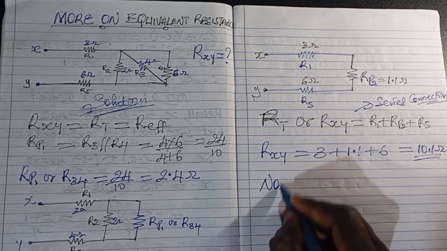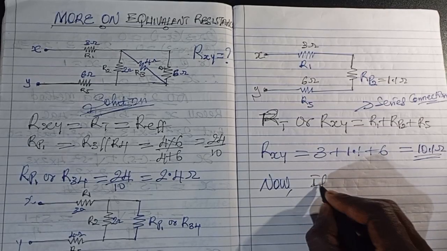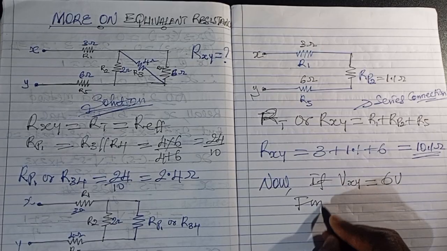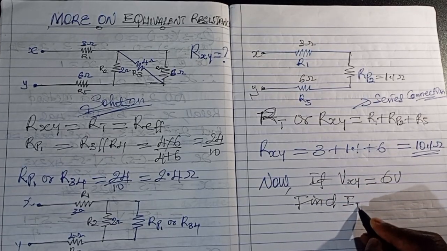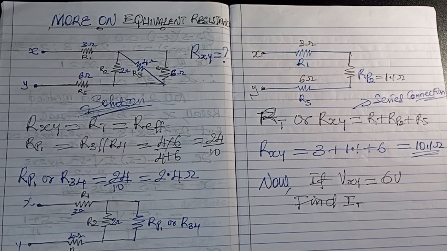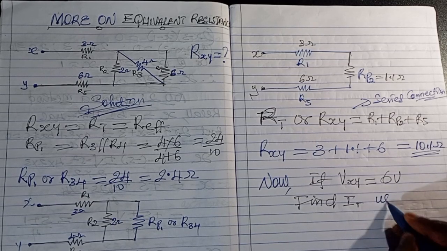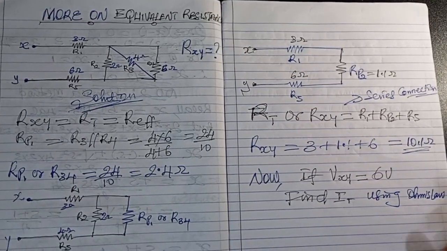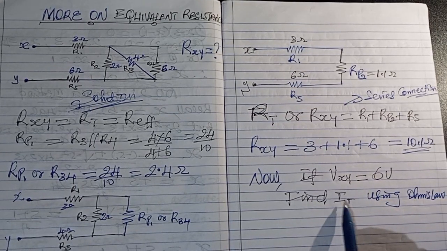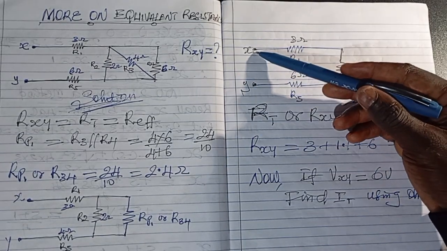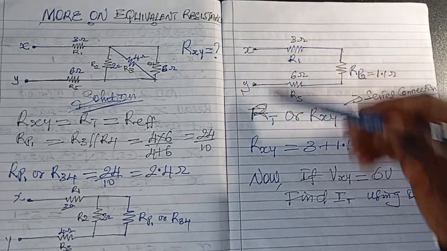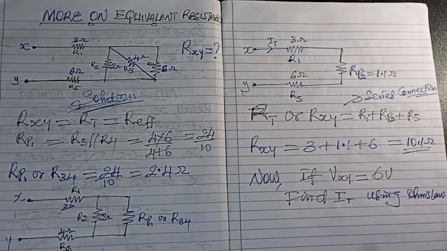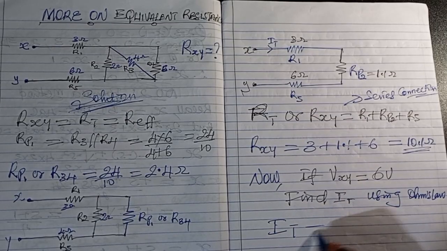Now solve this. Now if Vxy is equal to 6 volts, find I. Find I using Ohm's law. Okay, find I using Ohm's law, or the IS or IXY. So if the voltage across this point is 6 volts, find the value of the current IT. Okay, so IT equals dash.